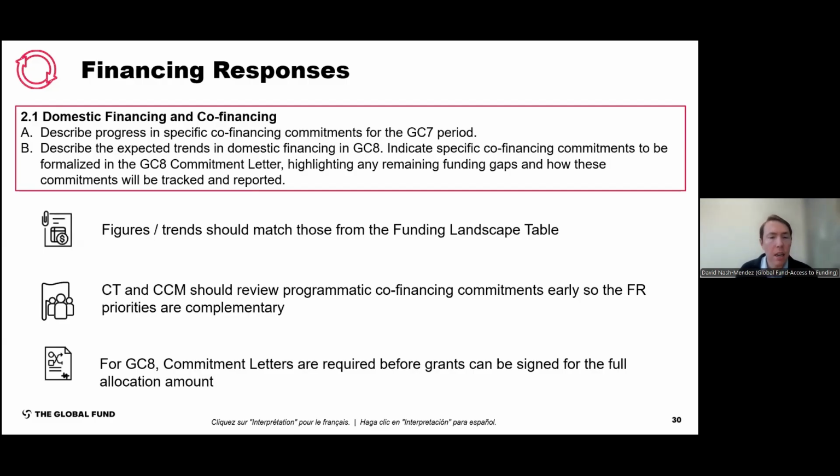As a note, commitment letters are required before grants can be signed for the full allocation amount. This is not a new expectation, but it will be more strictly enforced in GC8, with portions of the allocation that are ring-fenced until the letters are received. Let's go to the next slide.